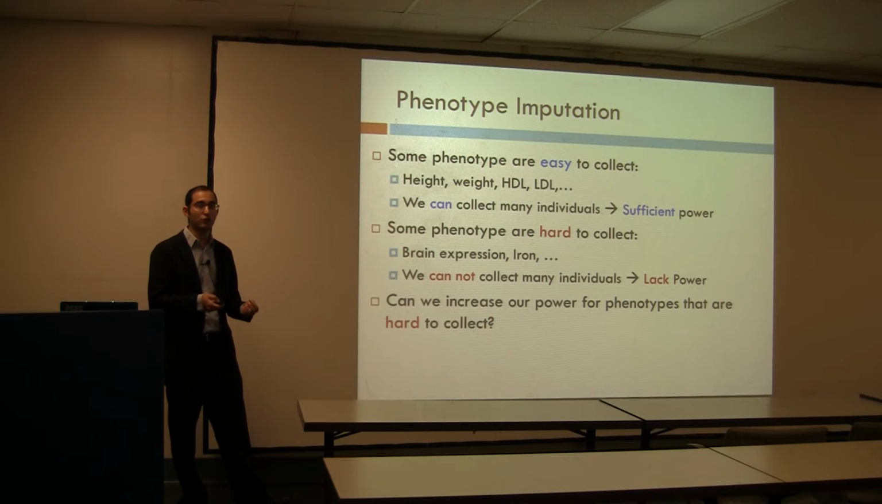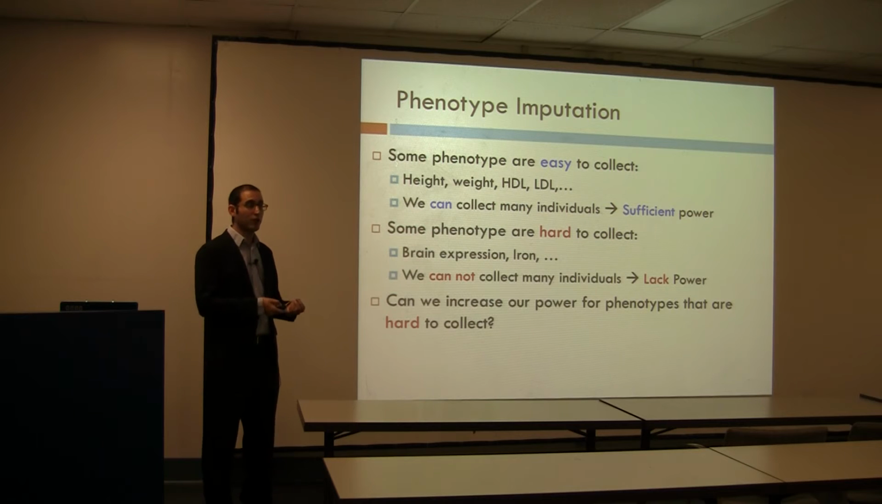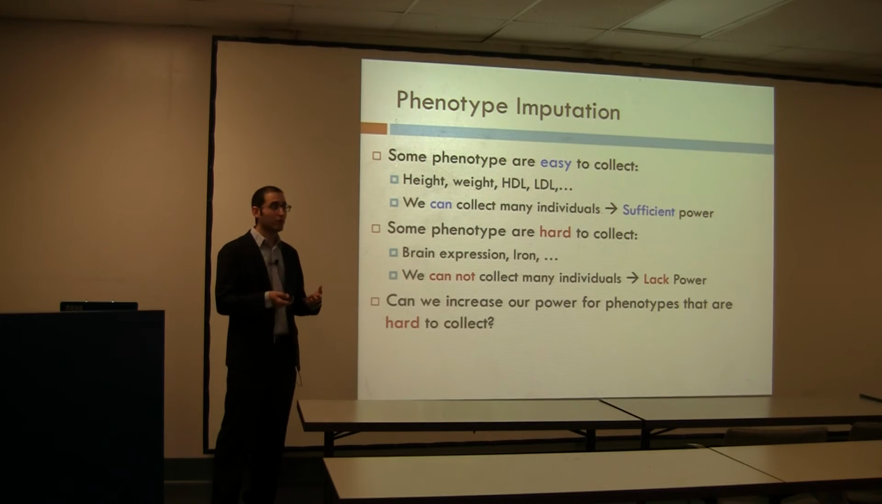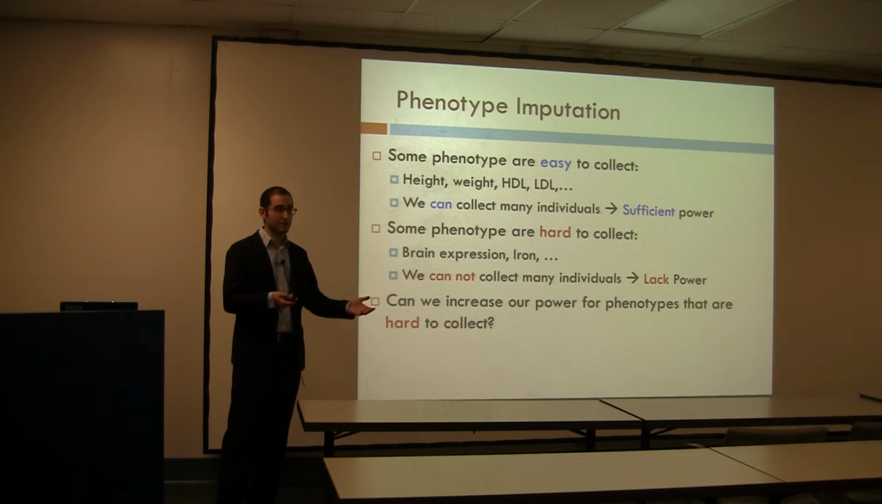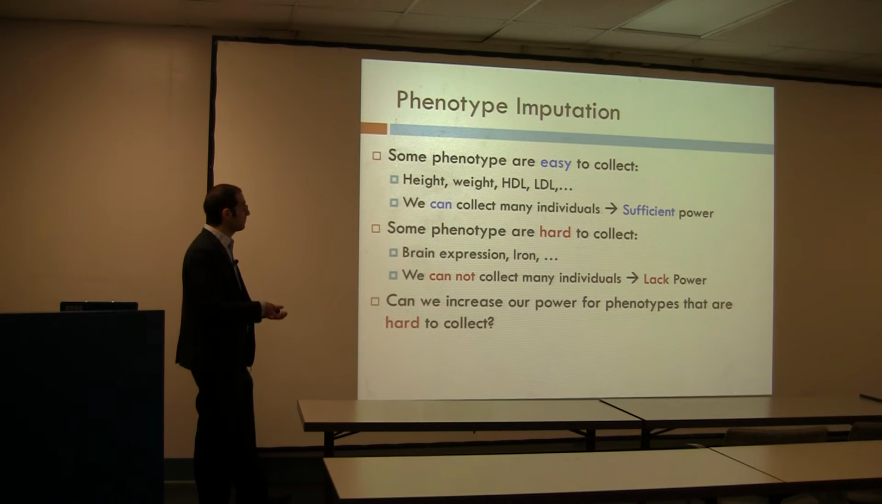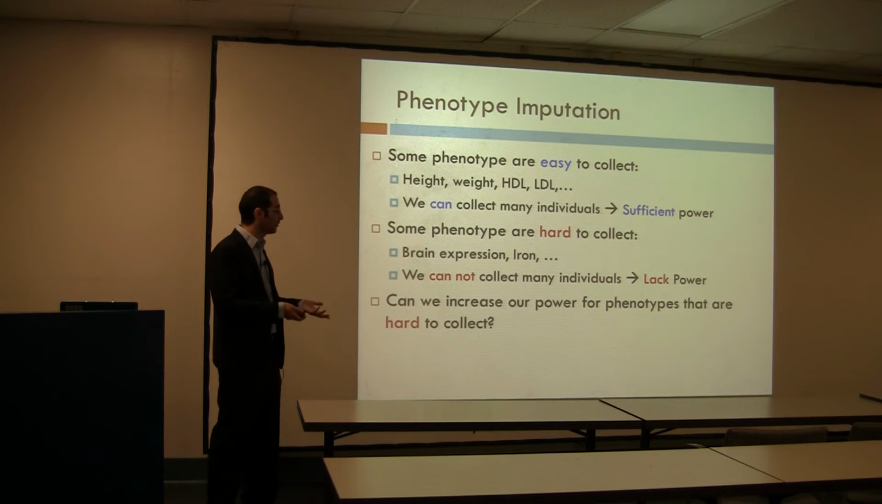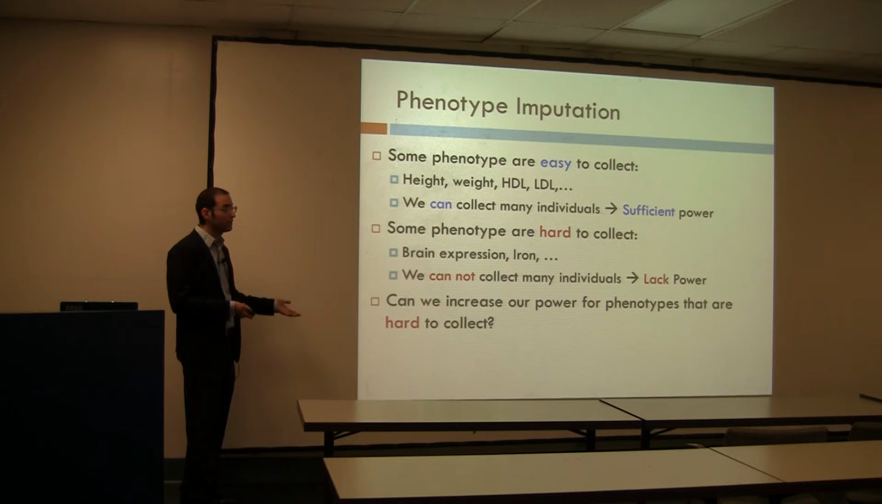One of them is the number of individuals that you collect in a study. If you have a lot of individuals, you have a lot of power to detect if a variant is causal. So for phenotypes that are easy to collect, like for example HDL, LDL, or weight, you have a lot of individuals, so you expect to have a lot of power, and you expect to find the causal variants if they exist in the region. However, for phenotypes that are hard to collect, for example brain expression or iron level, these are very hard to collect. Not many people want to donate part of their brain so you can perform an eQTL study to find something. So the question is: can we increase the power for these phenotypes that are hard to collect?